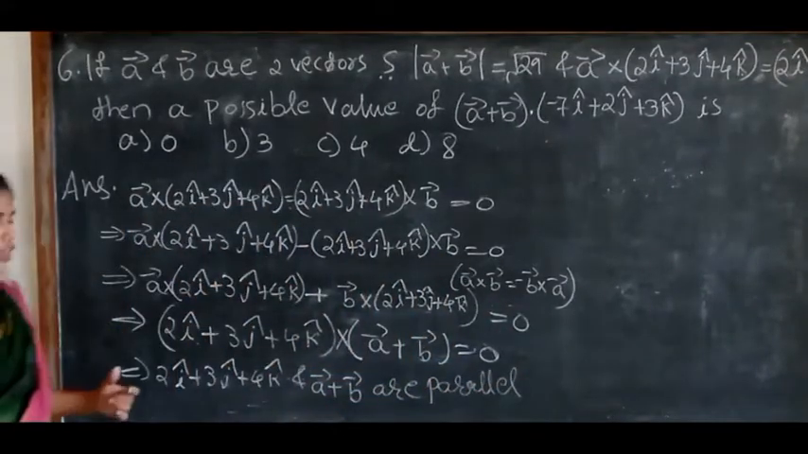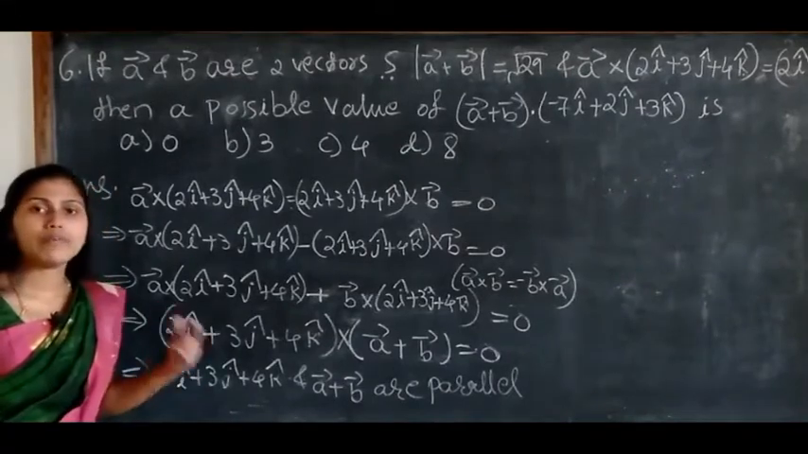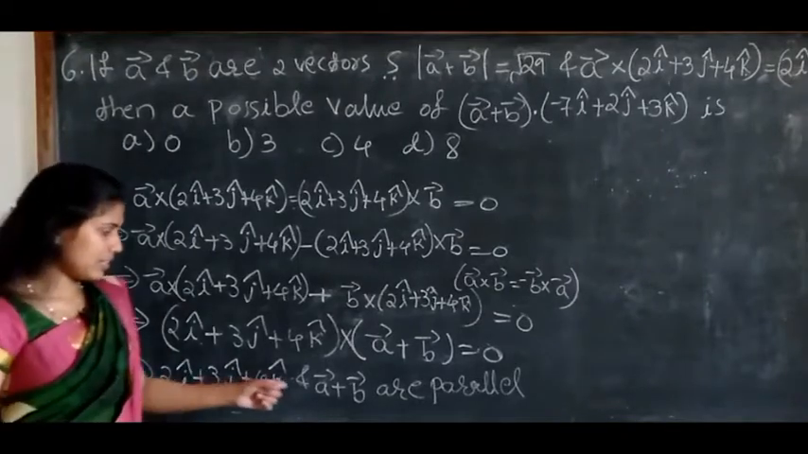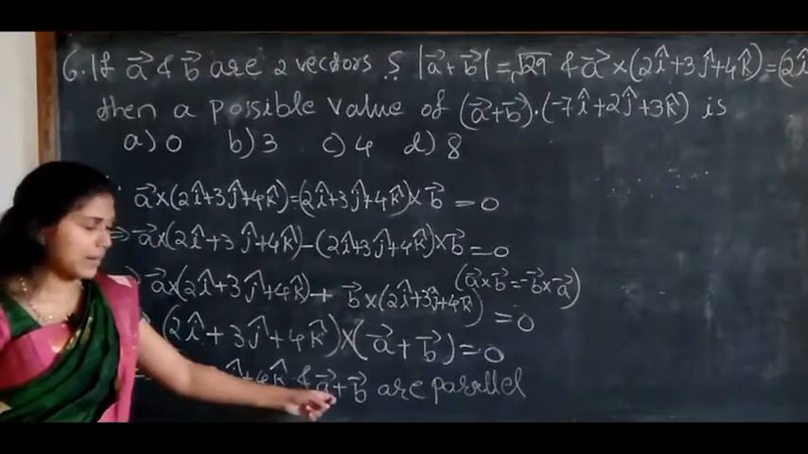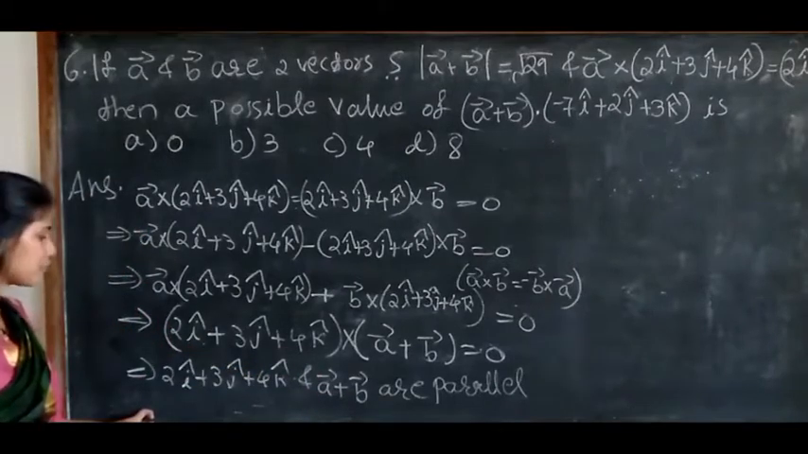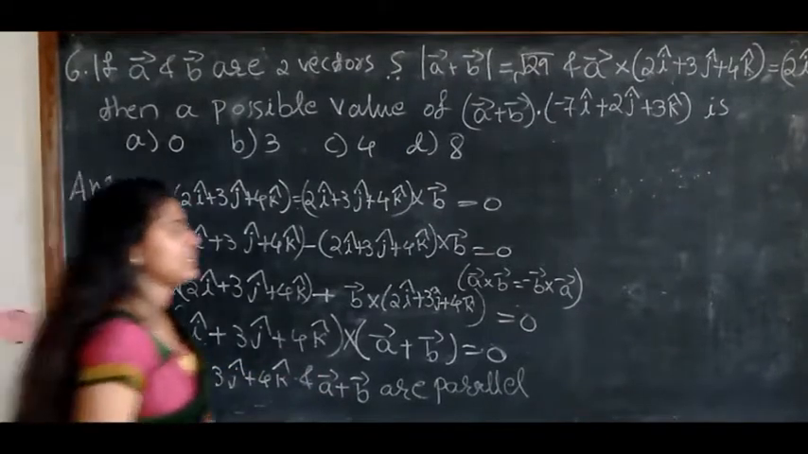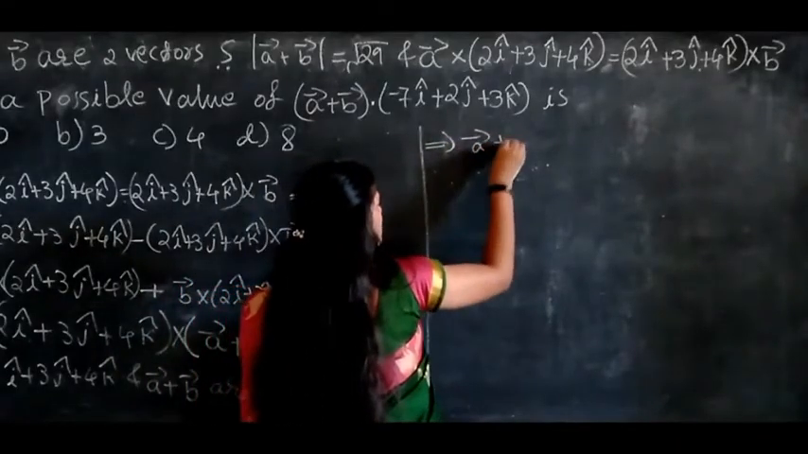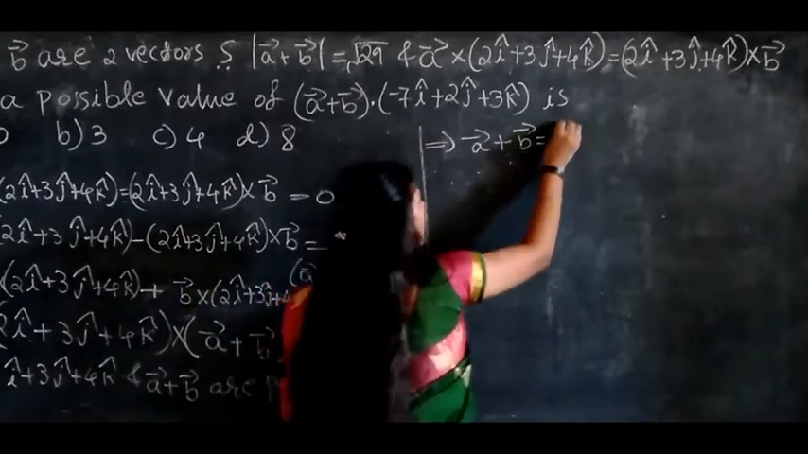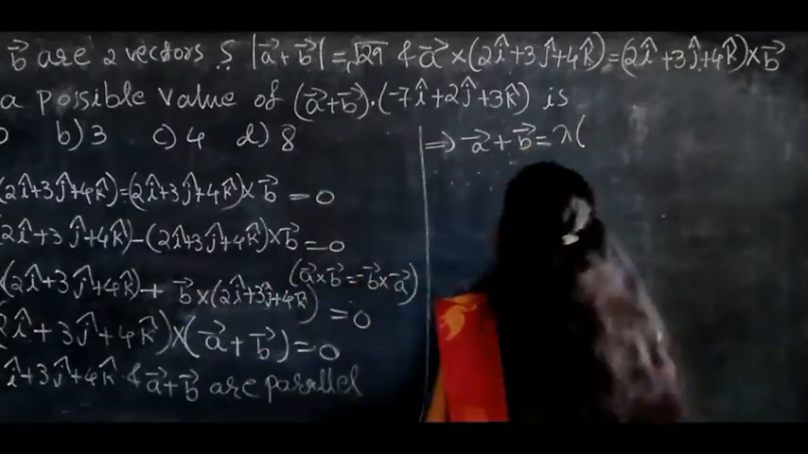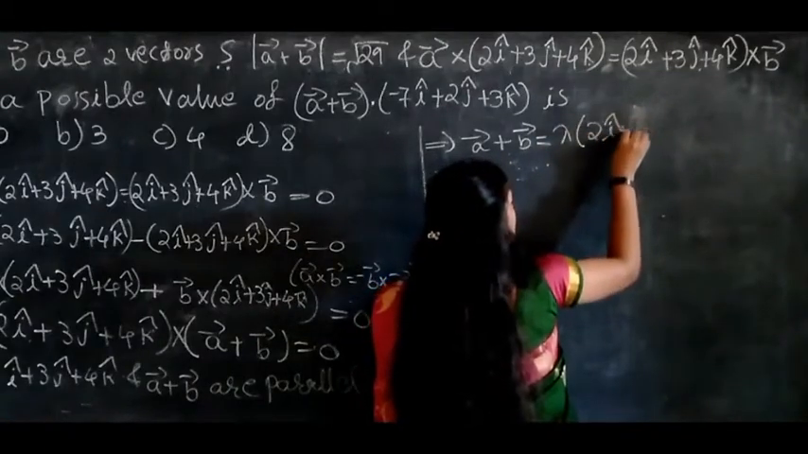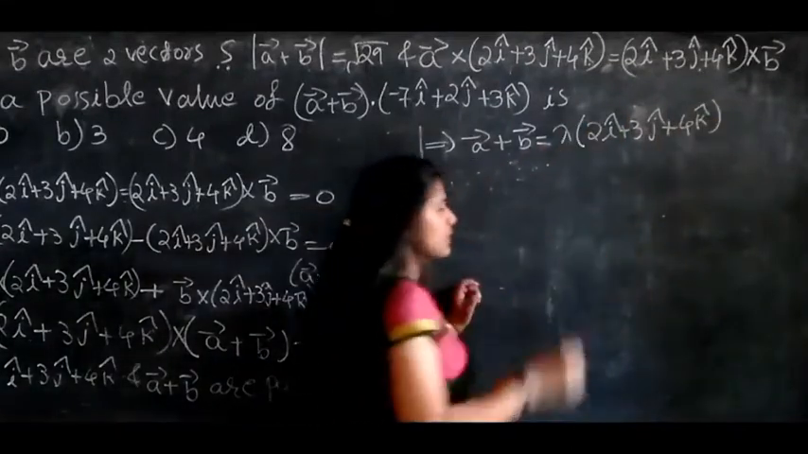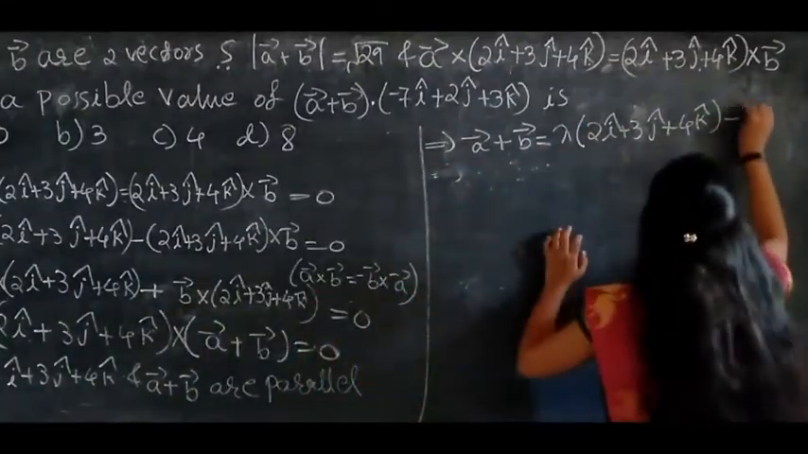If two vectors are parallel, then one vector can be written as the scalar product of another vector. Here we write vector A plus vector B as the scalar product of 2i cap plus 3j cap plus 4k cap. That is, vector A plus vector B is equal to lambda into 2i cap plus 3j cap plus 4k cap. That's equation number 1.